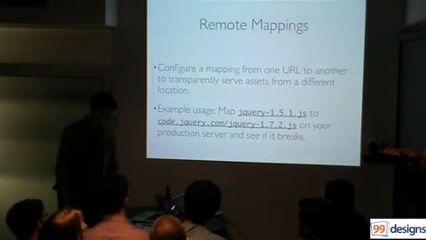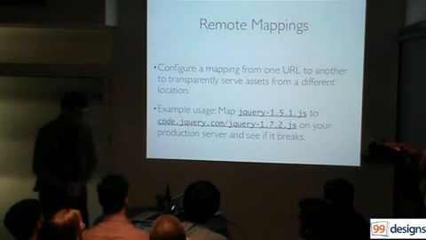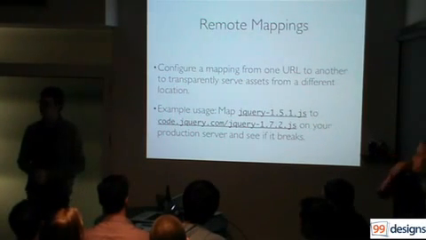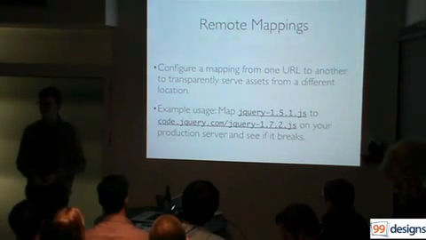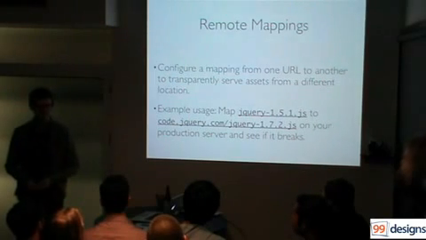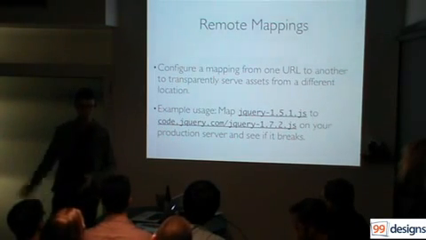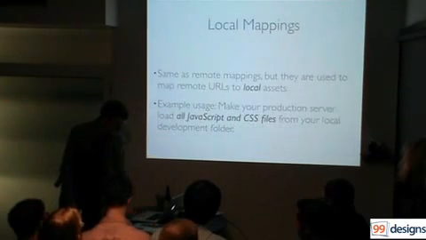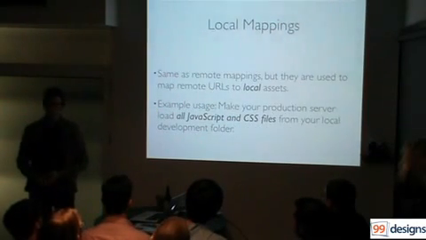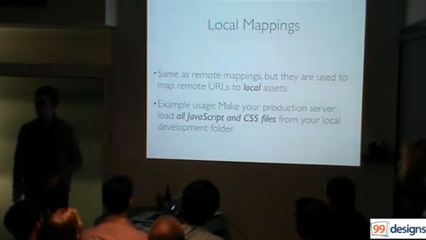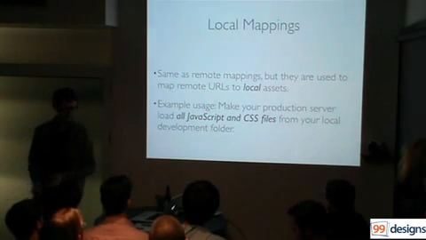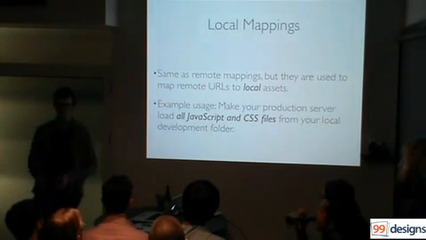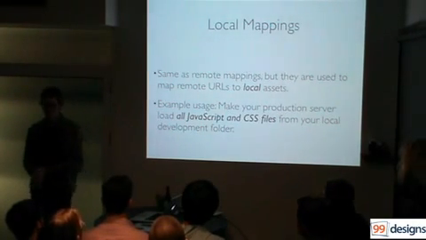And so that's a really great thing to be able to do. Also, you could map entire directories or file types, similarly to how we saw with the cache busting tool. So you could map all of your CSS files to a different server or something like that. Local mappings are similar to remote mappings, but instead of going from one URL to another, you go from a URL to a local asset on your computer.